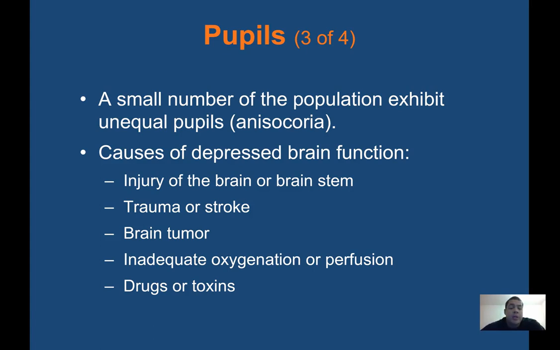A small number of the population exhibit unequal pupils. So if a patient has unequal pupils, be very aware of a possible head injury. Causes include depressed brain function, injury of the brain or brainstem, trauma or stroke, brain tumor, inadequate oxygenation or perfusion, drugs or toxins.